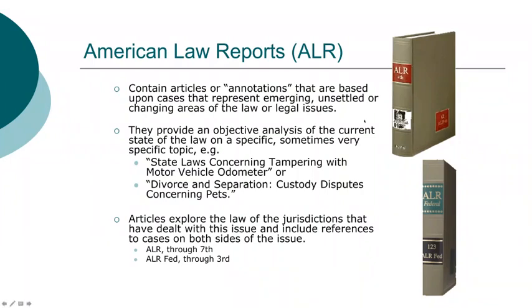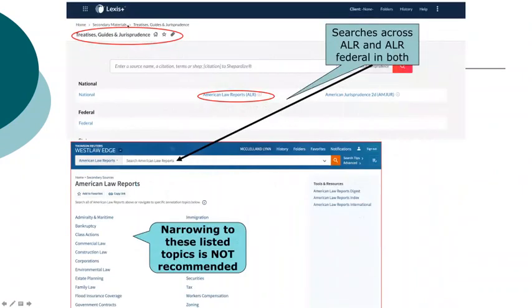There is ALR, which is cross-jurisdictional, and then ALR Federal, which is going to deal with federal issues. And ALR is in both Lexis and West. And in both Lexis and West, if you search across, you're going to search both ALR and ALR Federal. West has these links to narrower topics. I really don't recommend using these. This is just one source where these just happen to not be useful. It's kind of arranged strangely, and you will often miss stuff if you try to narrow it this way. It's really better to just keyword search across the whole thing or use the index.